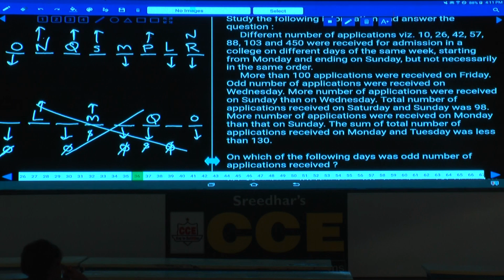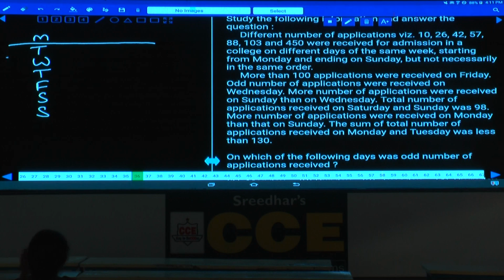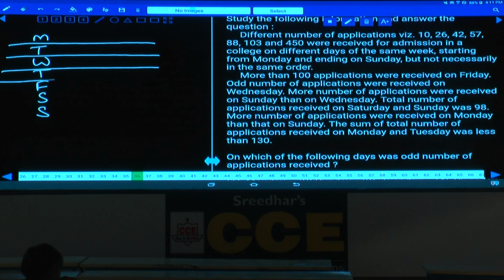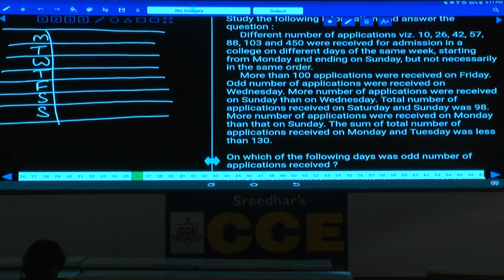Then question numbers 36 to 40. What is the information here? Different numbers of applications, 10, 26, 42 and so on, were received for admission in a college on different days of the week, starting from Monday and ending on Sunday. Starting from Monday, Tuesday, Wednesday, Thursday, Friday, Saturday and Sunday. Now we need to identify on which day how many applications were sent.